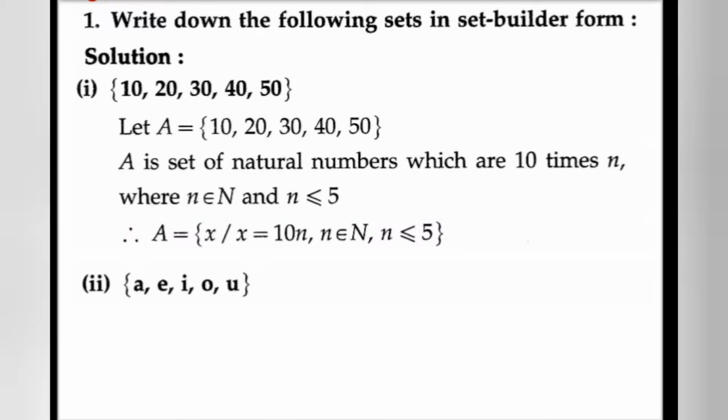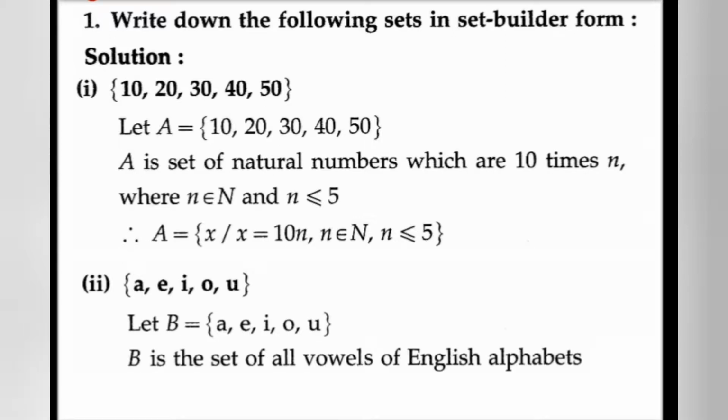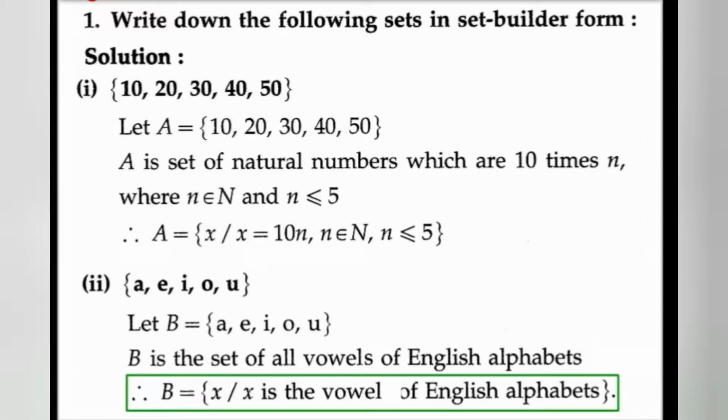Number 2. Set of A, E, I, O, U. Let B is equal to set of A, E, I, O, U. B is the set of all vowels of English alphabets. Therefore, B is equal to set of all x such that x is a vowel of English alphabets.